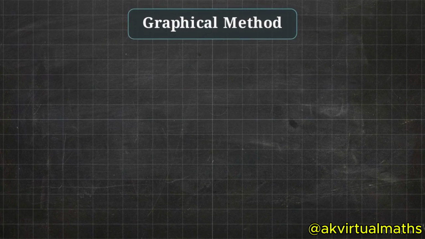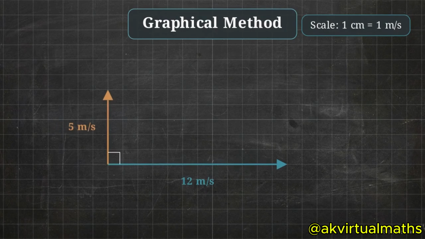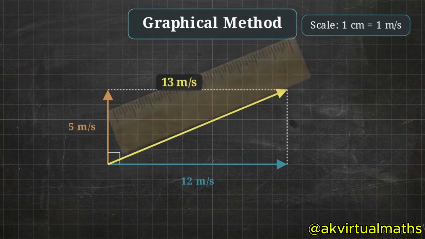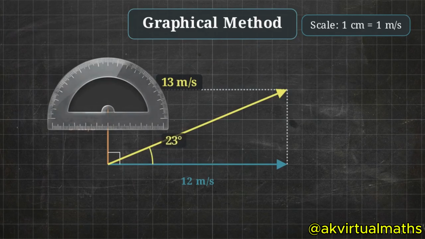Alternatively, use the graphical method. Set a scale. 1 centimeter equals 1 meter per second. Draw the 12 and 5 centimeter velocities at 90 degrees, then complete the rectangle and diagonal. A ruler measures the 13 centimeter resultant, and a protractor confirms the 23-degree angle.